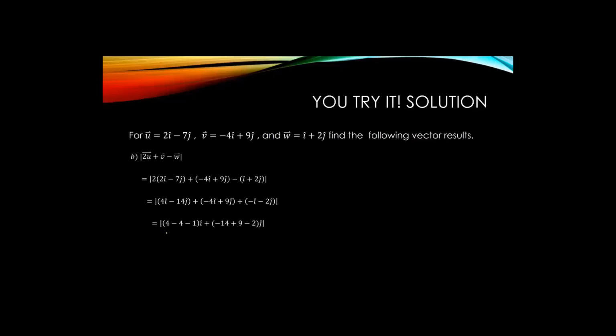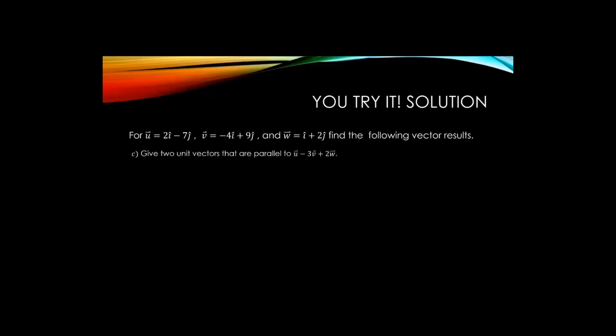I collect the like terms. I'm looking for the magnitude of 4 minus 4 minus 1 i hat plus negative 14 plus 9 minus 2 j hat. In other words, I'm looking for the magnitude of the vector negative i hat minus 7j hat. That magnitude is equal to the square root of negative 1 squared plus negative 7 squared. That's the square root of 50, which reduces to 5 times the square root of 2.